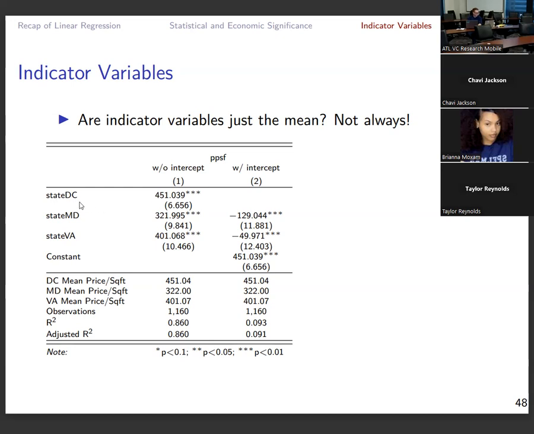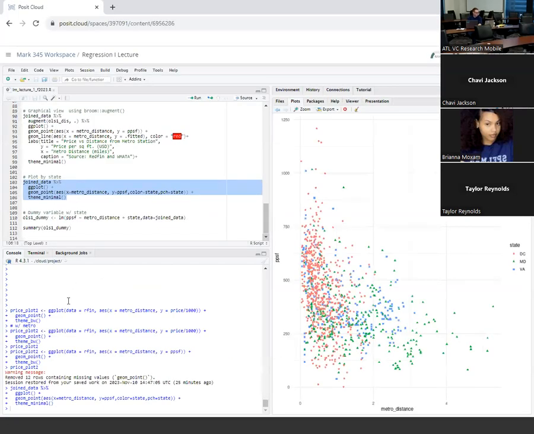So that's the state variable. Let me just do it here. I'm going to do tail. And we're going to use join.